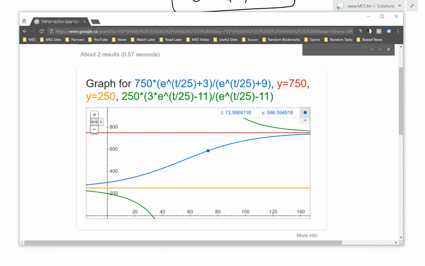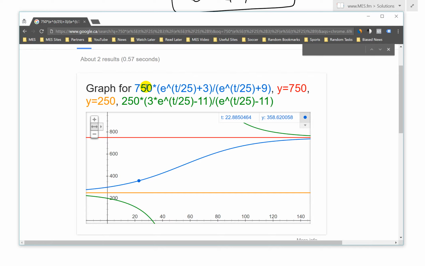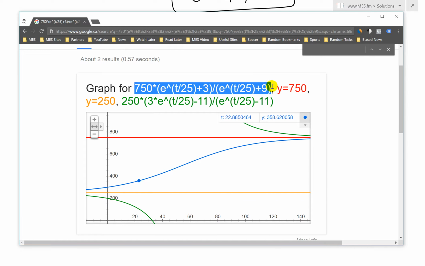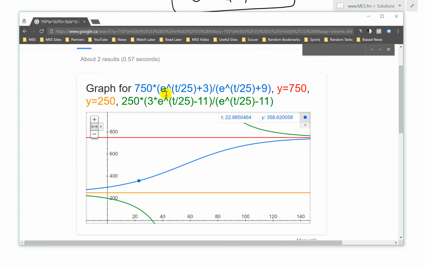Yeah, and now the next step was to graph that solution. So I've graphed that giant formula. This is for P of 0 is 200. That's our 750 times e to the power of t over 25 plus 3 over e to the power of t over 25 plus 9.